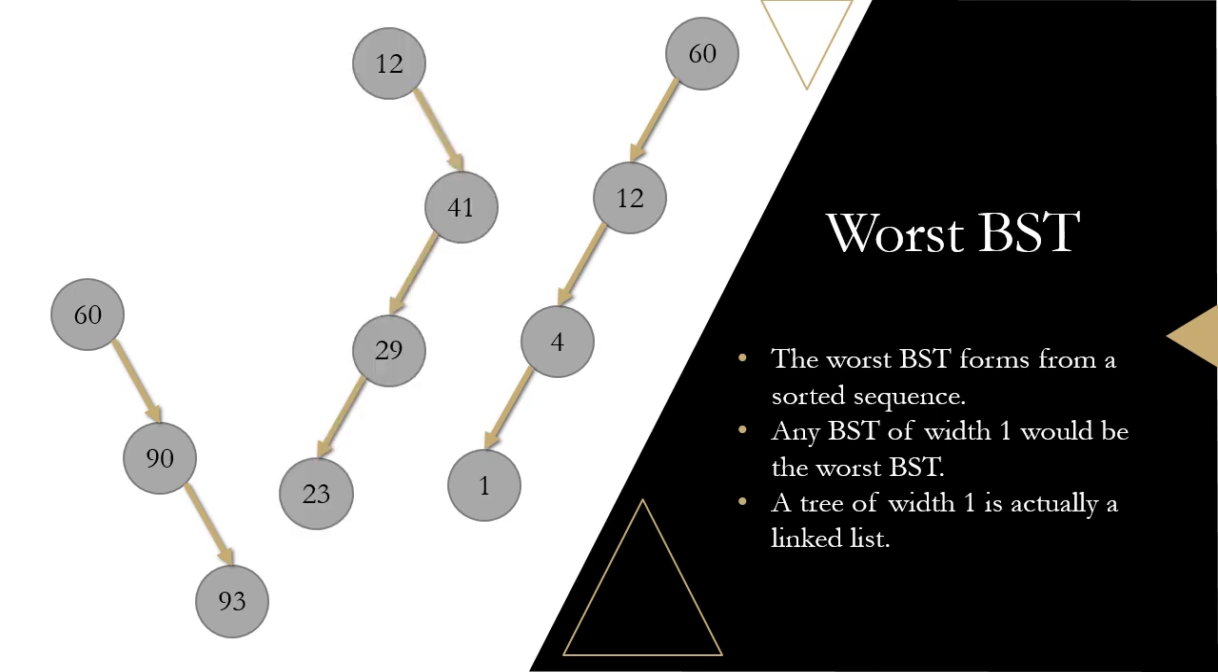Here is another example. Now this is the worst BST. It has not been formed from a sorted sequence. Still, since it is width 1, it is the worst BST that anybody could make.